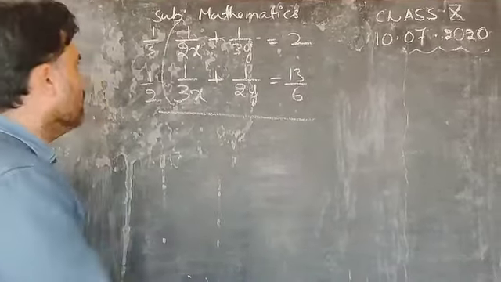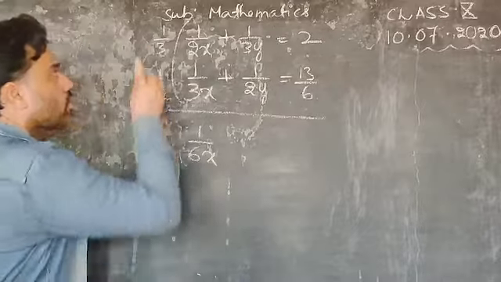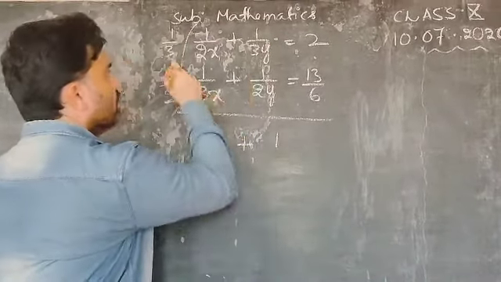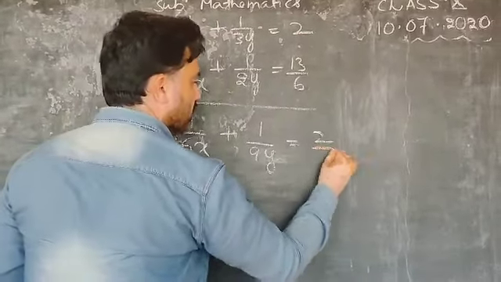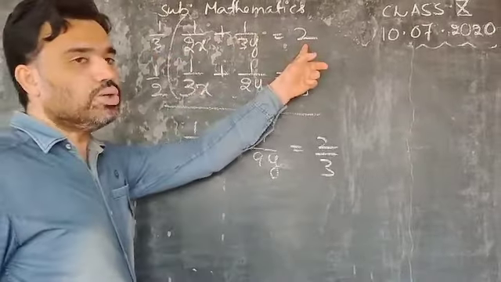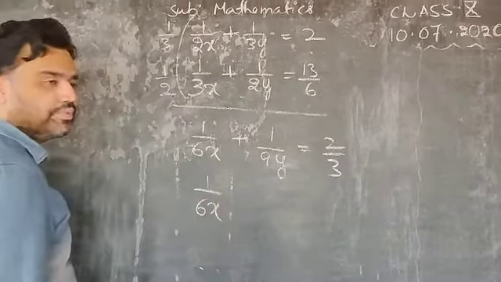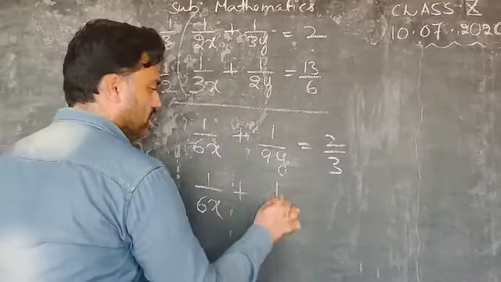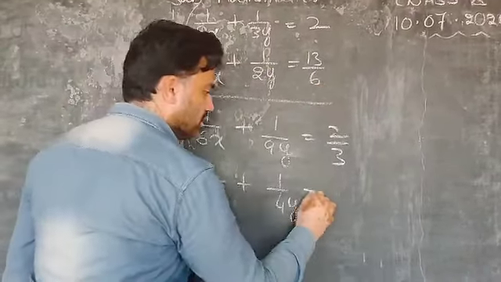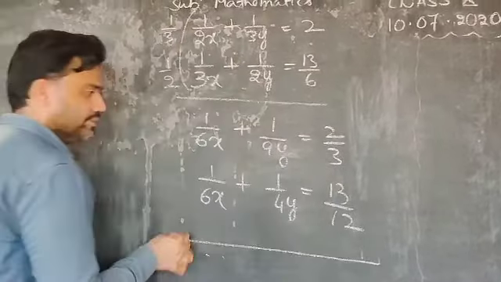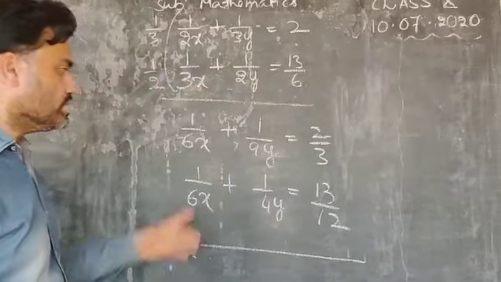Shall we do it? 1 into 1 is 1, 3 into 2x is 6x, means 1 by 6x. 1 into 1 is 1, 3 into 3y is 9y. 1 by 3 into 2 means 2 by 3. Now 1 by 2 into 1 by 3x, that is 1 by 6x. 1 by 2 into 1 by 2y means 1 by 4y. 1 by 2 into 13 by 6 is nothing but 13 by 12: numerator into numerator, denominator into denominator. See, both of them are positive.